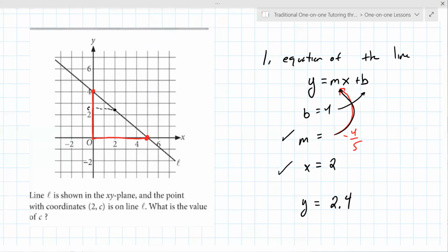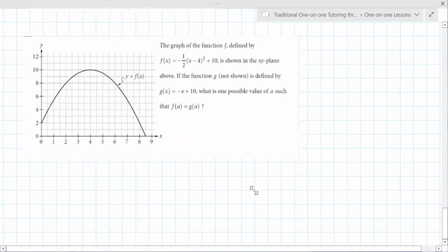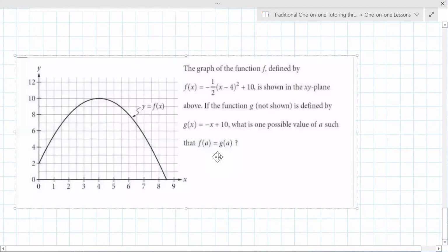So let's move on to some more of these, to increase the difficulty a little. Again, they can't ask you too many complicated things in this short amount of time, but sometimes they give you a lot of things to think about. Okay, the graph of the function f defined by f of x equals -1/2 (x minus 4) squared plus 10 is shown in the xy-plane. It's a parabola, it opens down. The vertex, could you tell me the vertex from this or from the graph?